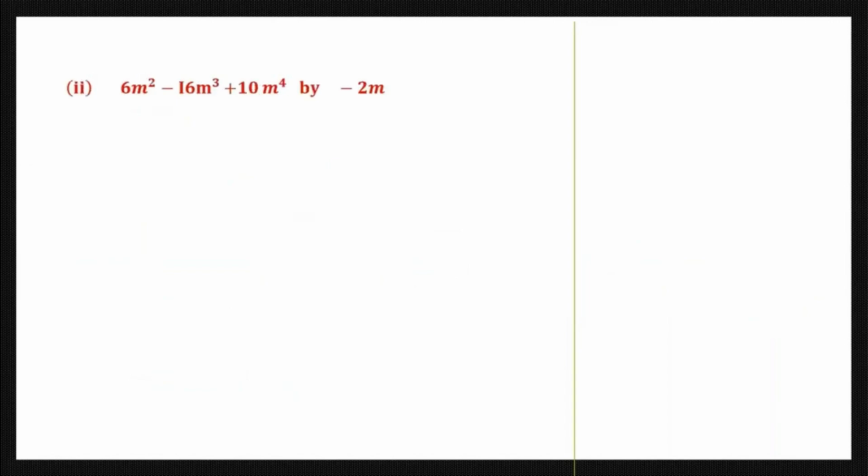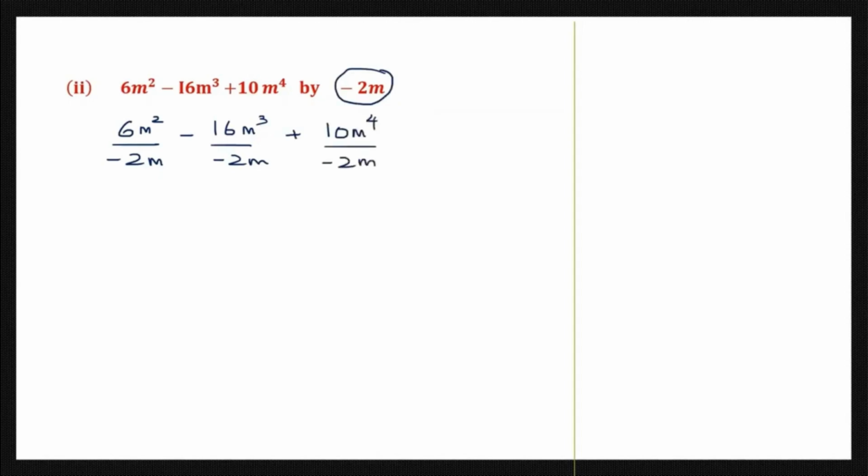Question 2. So here we have a trinomial divided by a monomial. So we're going to take each term separately. So 6m squared by minus 2m, then minus 16m to the power of 3 by minus 2m. Each time we are dividing by this, plus 10m to the power of 4 by minus 2m. Now we have to work out each one separately.